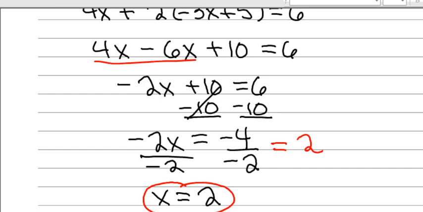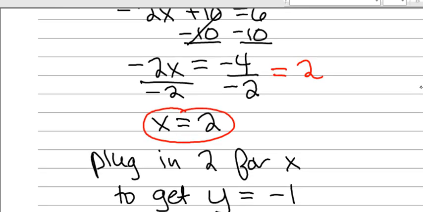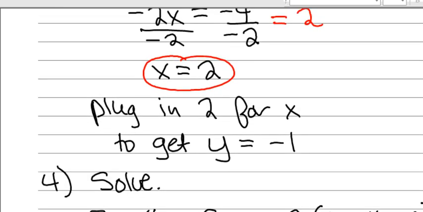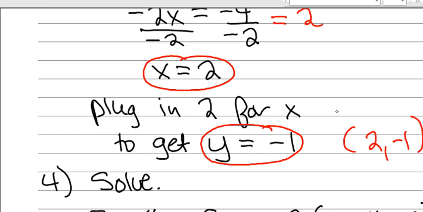But you know, for systems, we need two answers, an x answer and a y answer. So I'm going to go ahead and plug in 2 for x. And when I do that, I get y equals negative 1. And you can plug in 2 for x in either the first equation or the second equation. It does not matter. You will get y equals negative 1 either way. So my final answer is 2, negative 1.